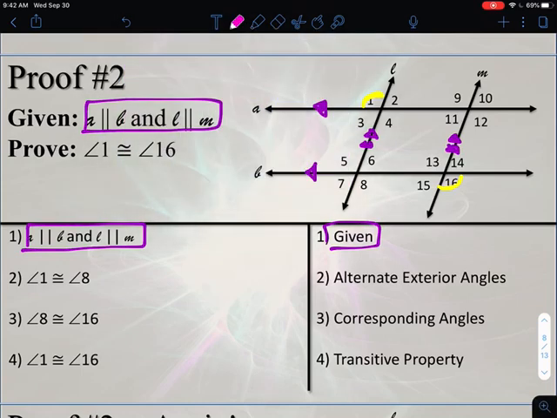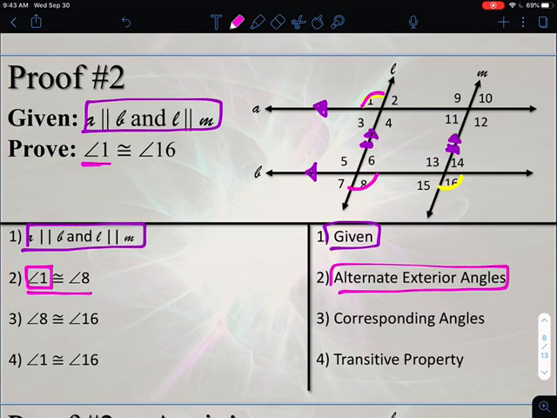So in my proof here, if we take a look at what I did, I started by saying angle 1 is congruent to angle 8. If I have parallel lines everywhere, I can say angle 1 is congruent to angle 8 because they're alternate exterior angles. Since my lines are parallel, I have all my angle pairs to work with. So 1 and 8 are congruent because of alternate exterior. So I have angle 1. That's the start, because angle 1 is what I need in my proof statement. Now I need a way to put angle 16 in. I'm missing angle 16 right now.